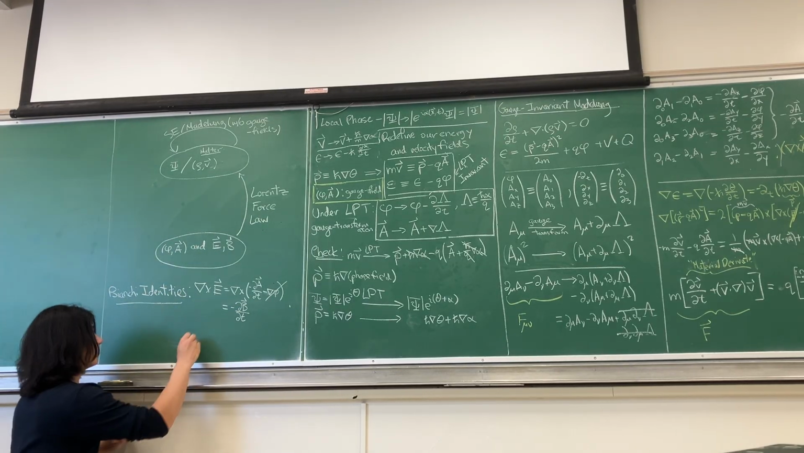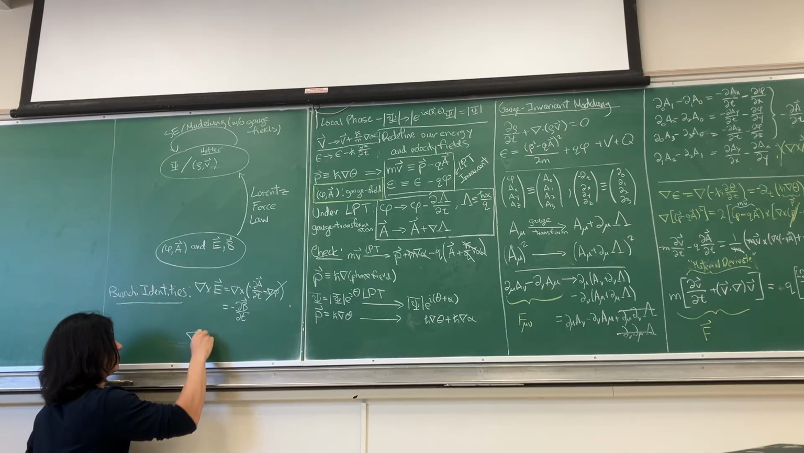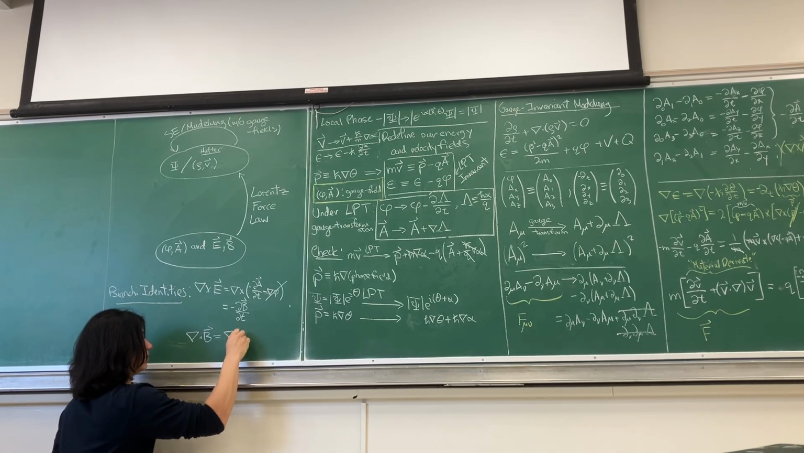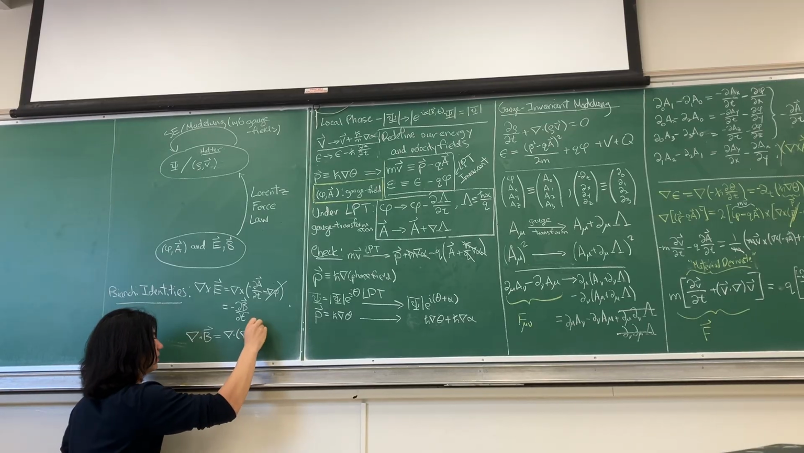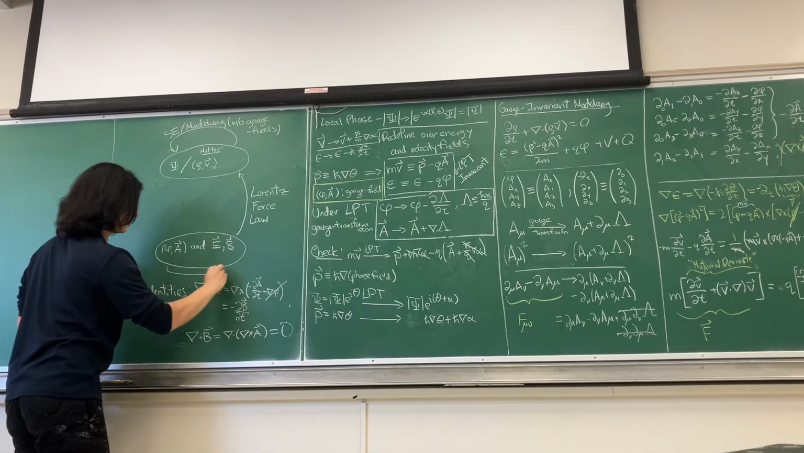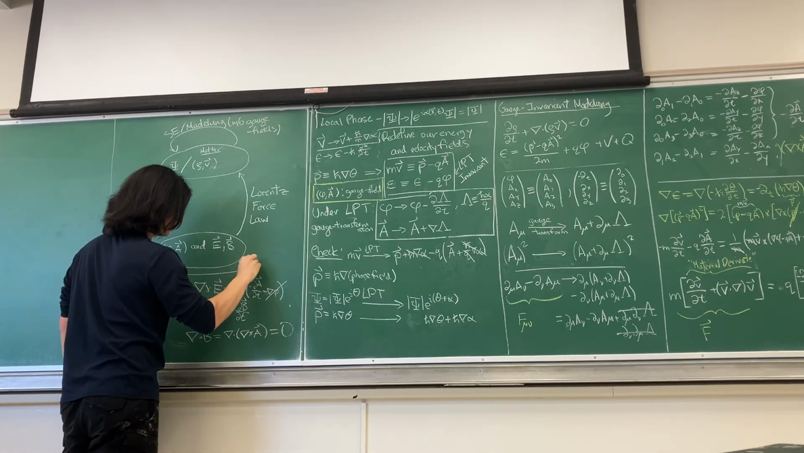And then the other one is even simpler. It's just that the divergence of the magnetic field is equal to the divergence of a curl, which from vector calculus you should know is 0. So you have two of these. So you can say these are Bianchi.